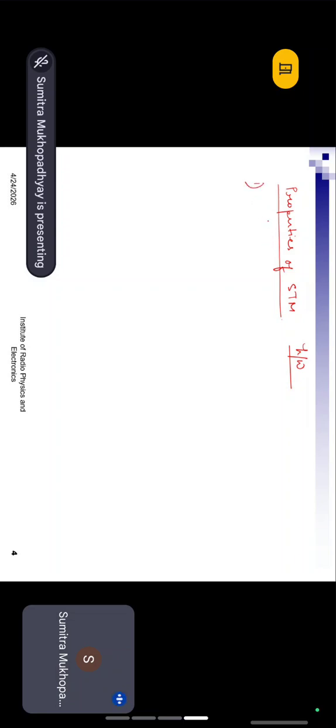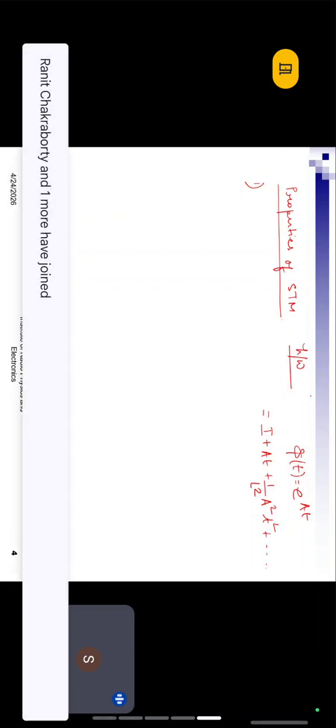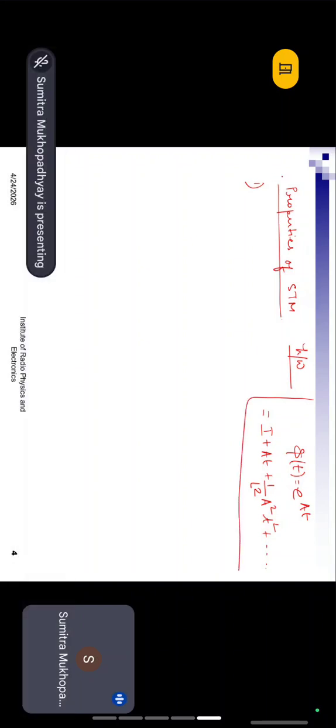So first, initially note the state transition matrix is something like this. This is our A, and this is nothing but I plus A t plus A squared t squared by factorial 2 and so on. So this is the actual formula of your phi t. So what are the properties of phi t? Phi 0 is equal to the identity matrix. This is the first property. All the properties we have to prove.